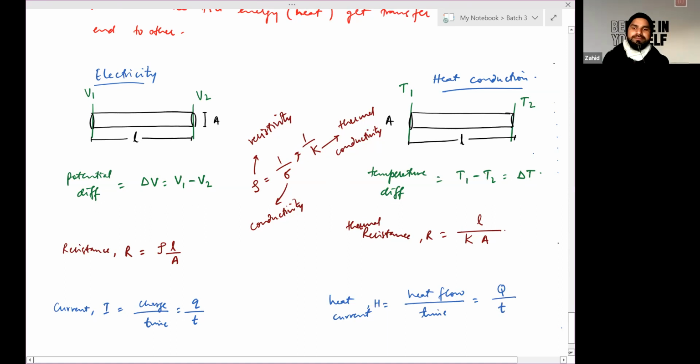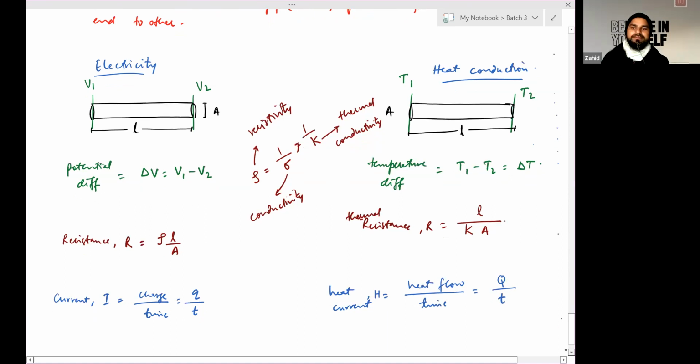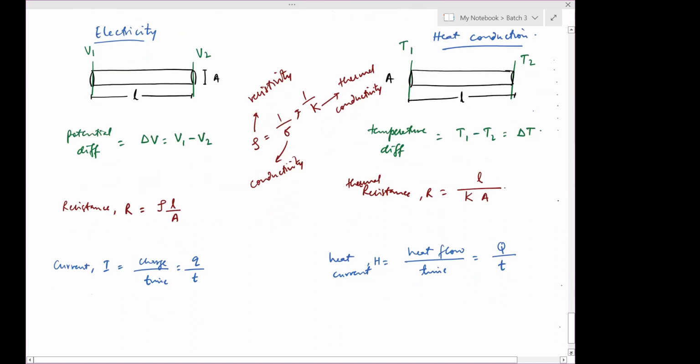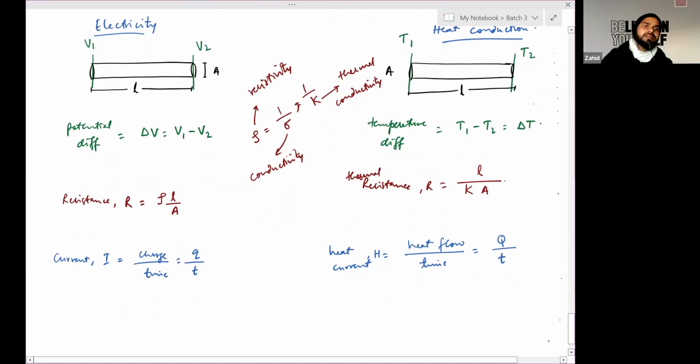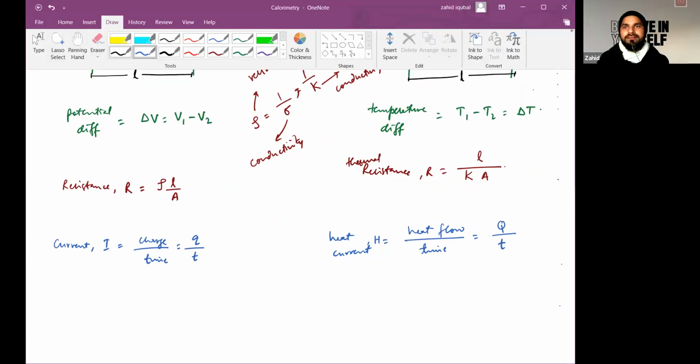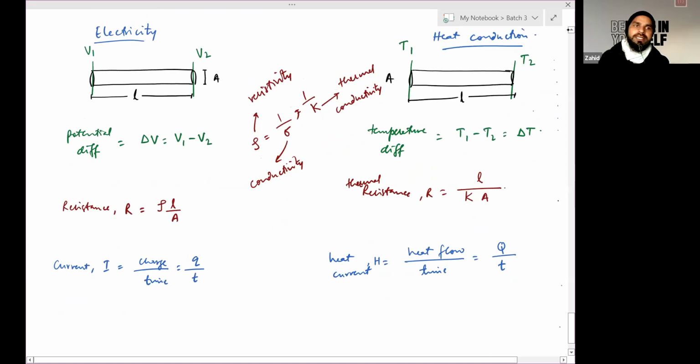Atif, any doubt? Now just tell me, you must have learned about Ohm's law in class 10th. Do you have any idea?